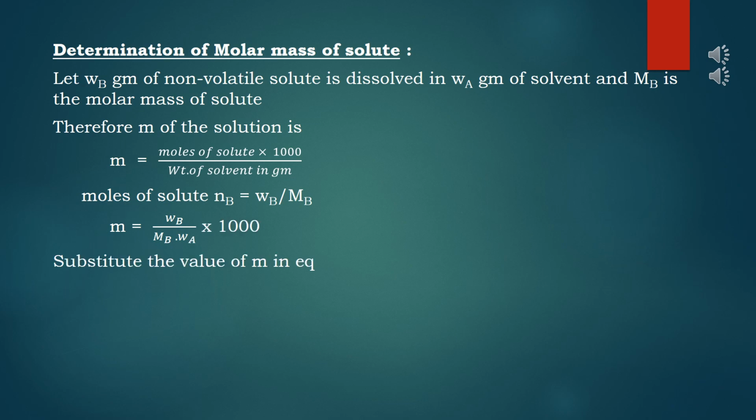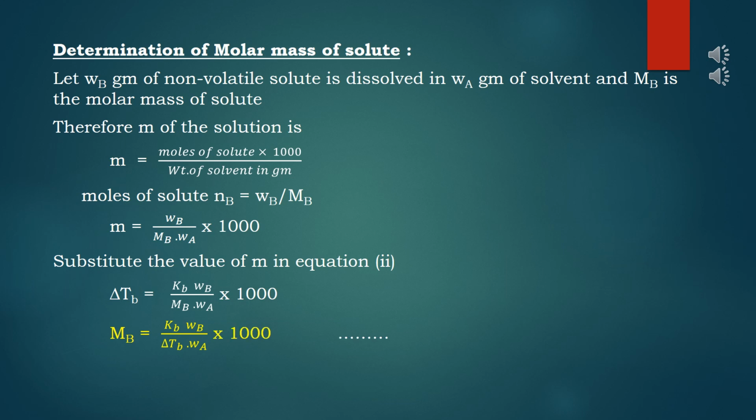Substituting the value of molality in equation second, that is delta Tb is equal to Kb into m. So substitute the value of m in that equation. So we get delta Tb is equal to Kb into Wb upon Mb into Wa, multiplied by 1000. By rearranging the above equation, we can easily determine the molecular weight of solute, capital Mb, as Kb into Wb divided by delta Tb into Wa, multiplied by 1000. Let it be equation number third.